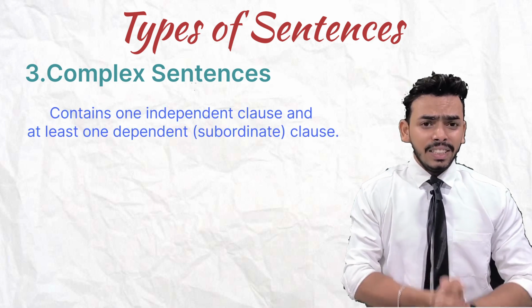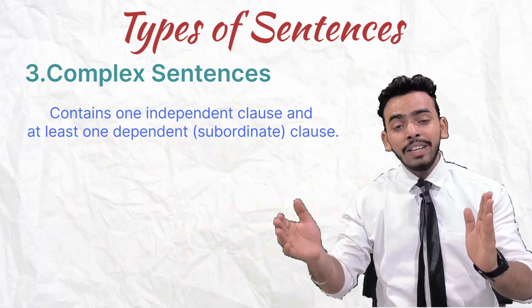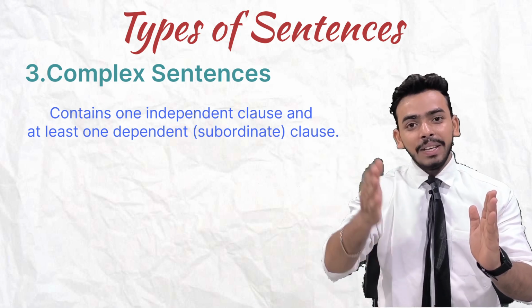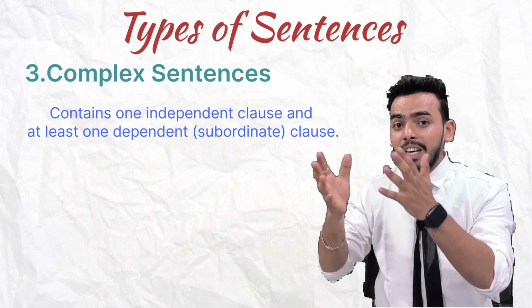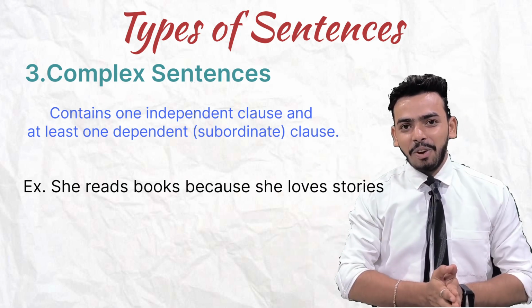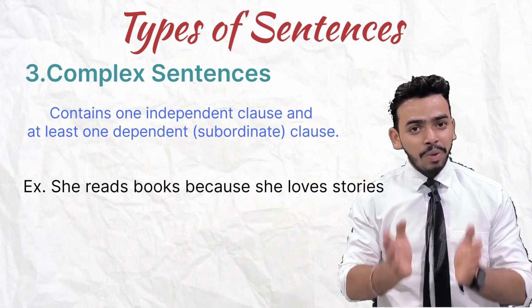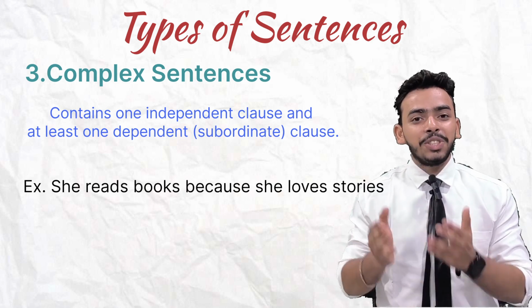A complex sentence is a sentence where we have one independent clause and one dependent clause. A dependent clause is something that cannot stand alone. It needs the help of the independent clause. Let's understand it with an example. She reads books because she loves stories.